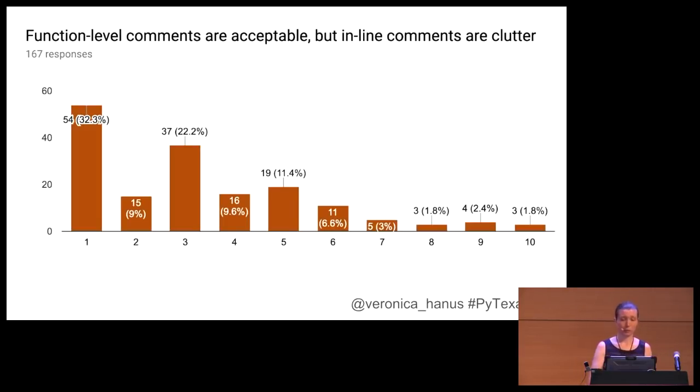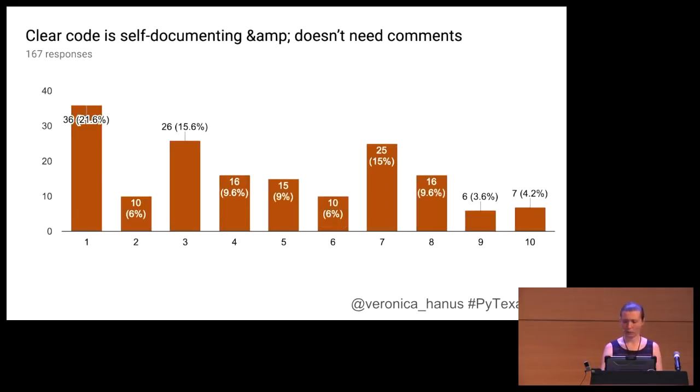But interestingly, when I started talking about clutter and what was acceptable and not, my distribution wasn't quite so clear anymore. That's a pretty wide tail considering what we were seeing before. And when I get to clear code is self-documenting and doesn't need comments, we're a lot flatter. So it's clear that despite all this positivity towards comments among my respondents, we've really internalized this idea that good code is going to be so clear that you don't need the words.